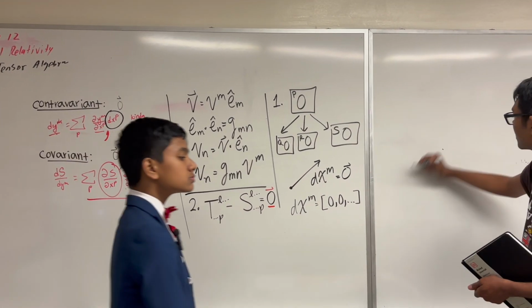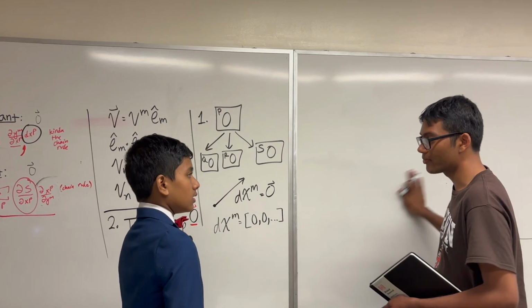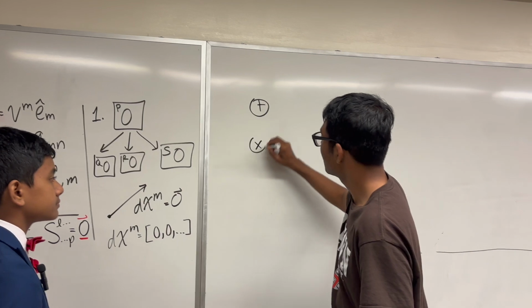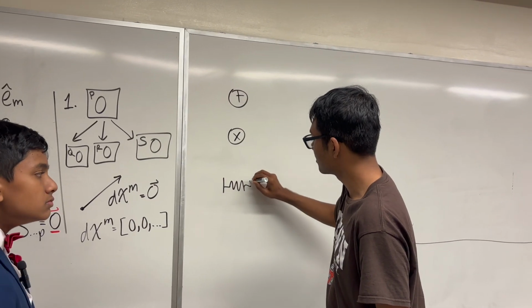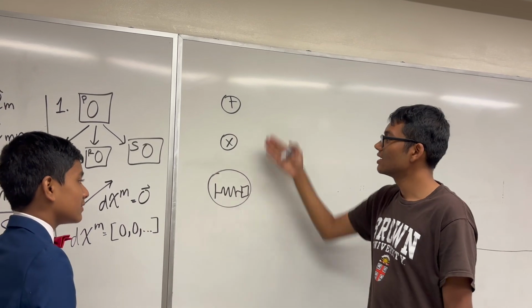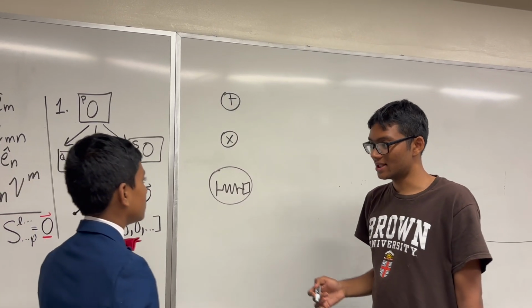Now we're going to talk about the three main tensor operations. First is addition, then multiplication, and then contraction. These are the three main operations you can do with tensors.